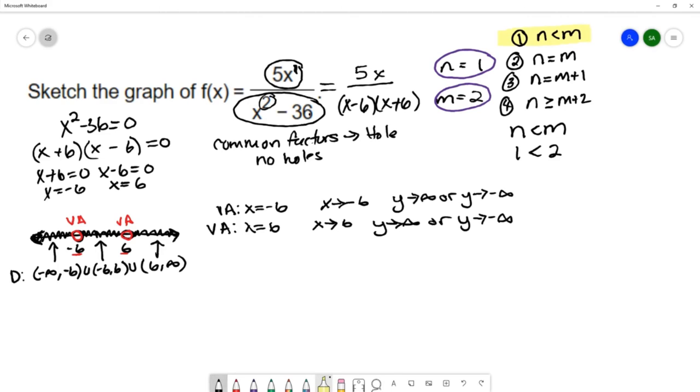So the rule that we have memorized is that anytime n is less than m, the degree of the numerator is less than the degree of the denominator, we will have a horizontal asymptote, and that horizontal asymptote occurs on top of the x-axis, which is the line y equals 0. So this function will have a horizontal asymptote at y equals 0 because the degree of the numerator is less than the degree of the denominator.